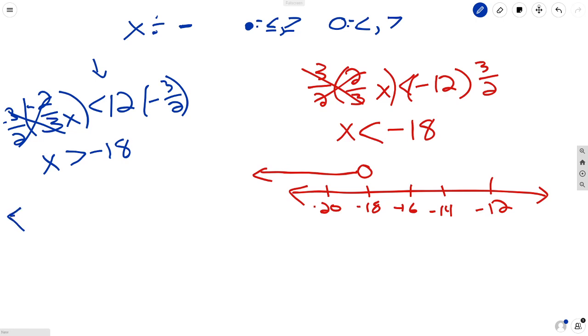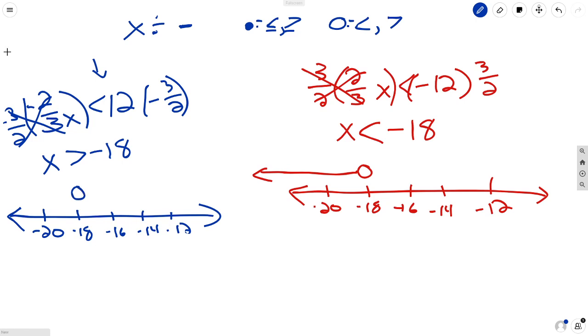So, number line, we have to graph it. Open circle because it does not include the negative 18. But this time we include all of the greater than numbers. Alright, when you multiply or divide by a negative number, you flip the sign.